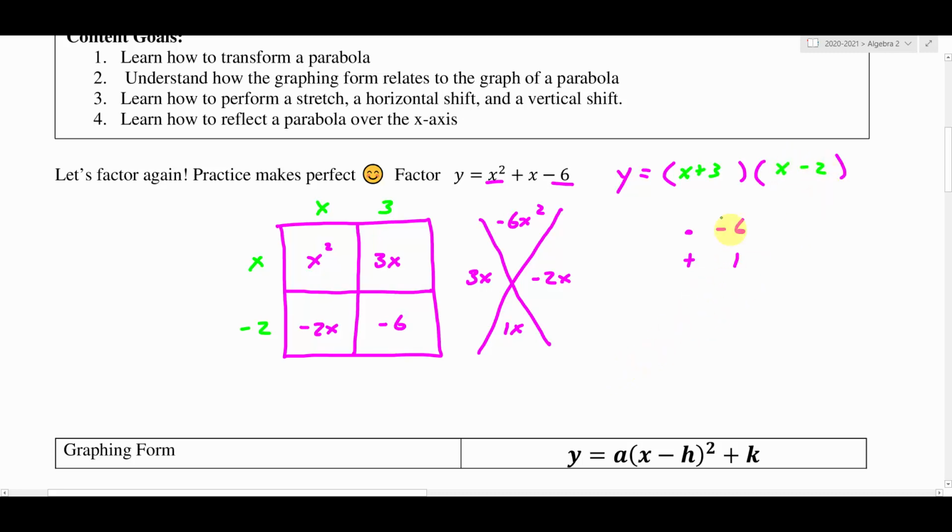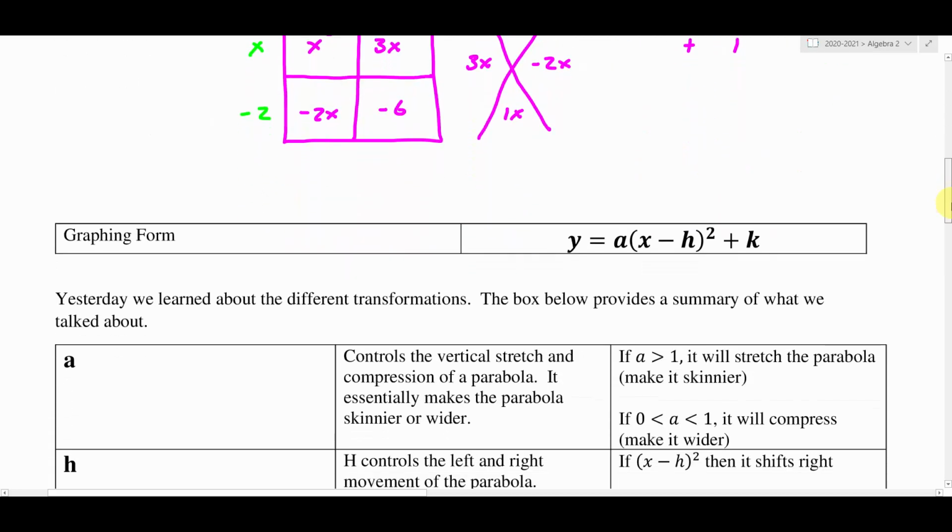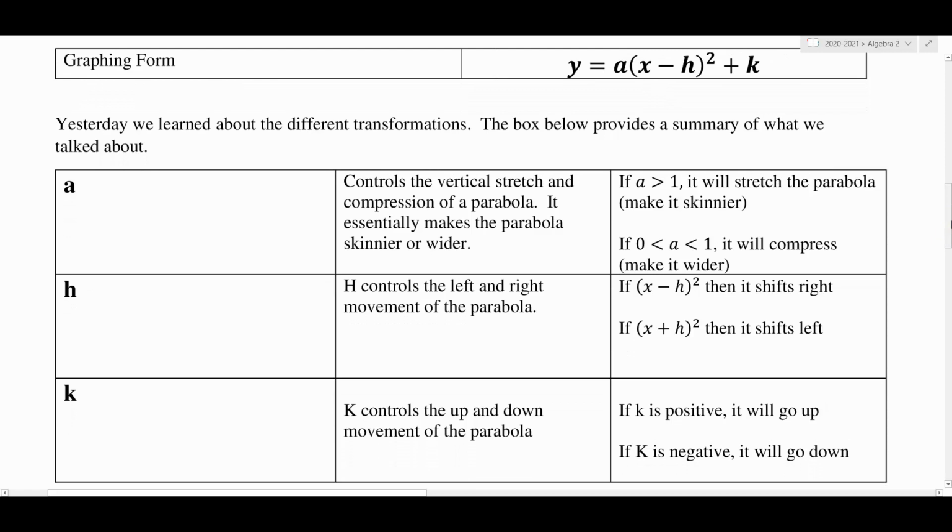And there we go. So this parabola and this parabola are the same thing. They create the same exact graph, same exact table. All right, so there's your little mini review on factoring. So let's go back to what we were talking about yesterday with the graphing forms.